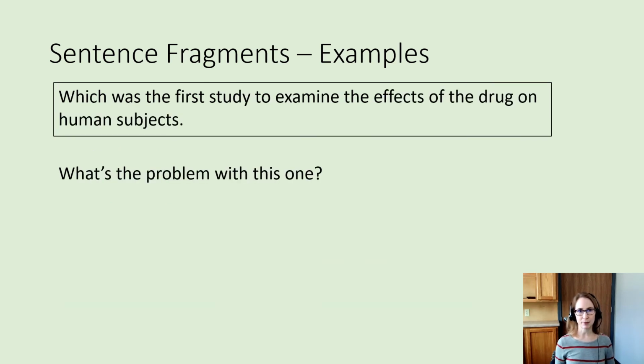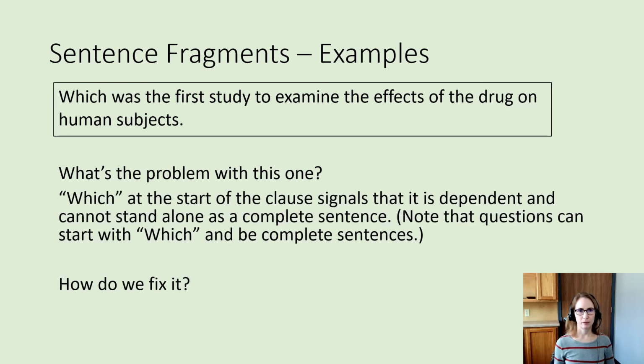Okay, here's a new example, which was the first study to examine the effects of the drug on human subjects. So you'll notice that this kind of sentence might pop up in a biology paper or a psychology paper. And what's the problem with this one? Well, notice we have that subordinating word at the beginning, which. That's our red flag. That tells us that it's dependent and it can't stand alone as a complete sentence. Now, just as a side note, a question can start with which and not be a fragment. But we're not talking about questions right here. We're just talking about statements. And this one definitely is a fragment. So what do we do about it?